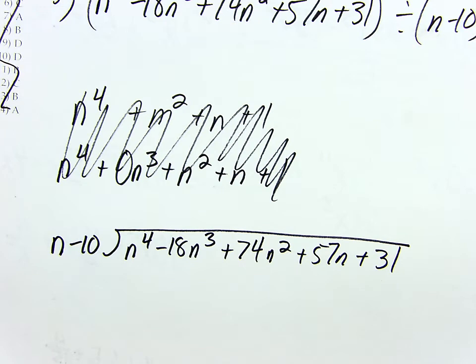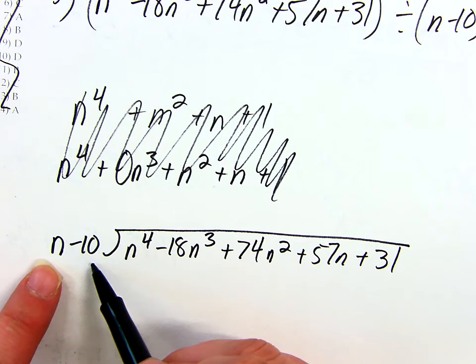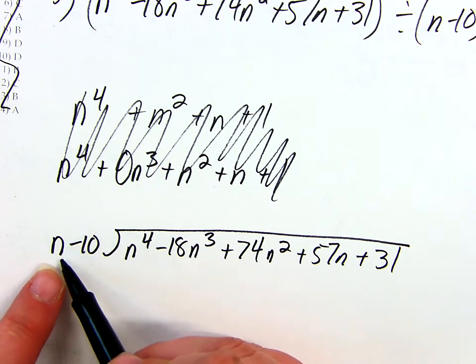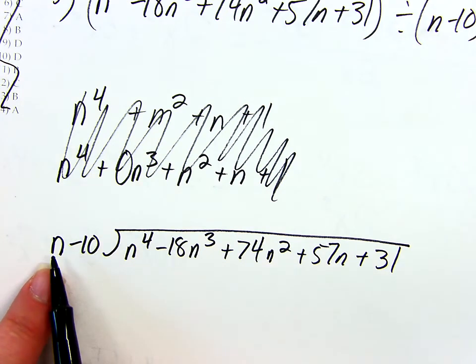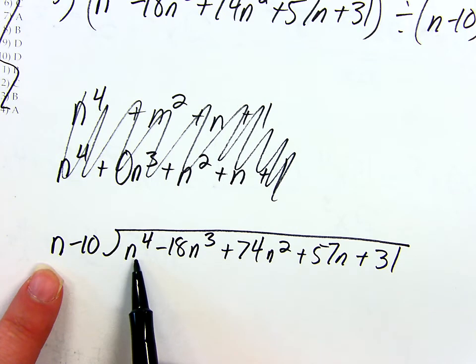There is a slight difference here. You're going to ask your question in your head a little bit differently. Here's what I ask myself. I actually don't even look at this number here. I'm just looking at this first term, n. And I ask myself, what do I multiply n by to get n to the fourth? N to the third. Whatever that answer is goes up top.